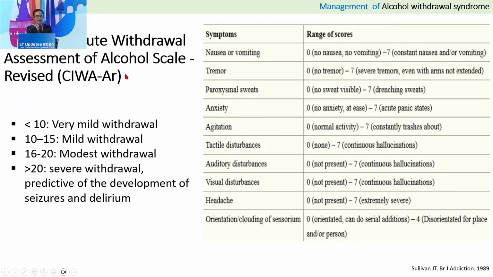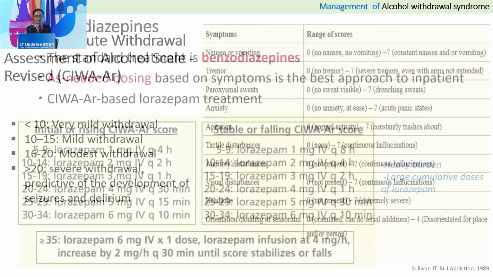The CIWA-Ar scale assesses the severity of alcohol withdrawal syndrome across 10 items, each rated from 0 to 7 points. Scores under 10 indicate mild withdrawal, while scores over 20 suggest severe withdrawal, potentially leading to seizures or delirium.